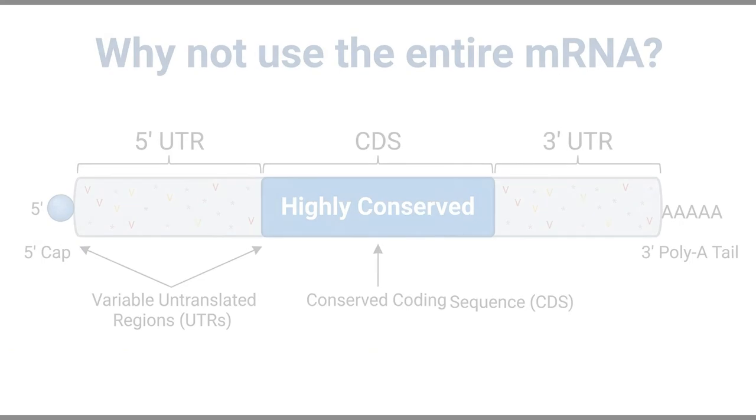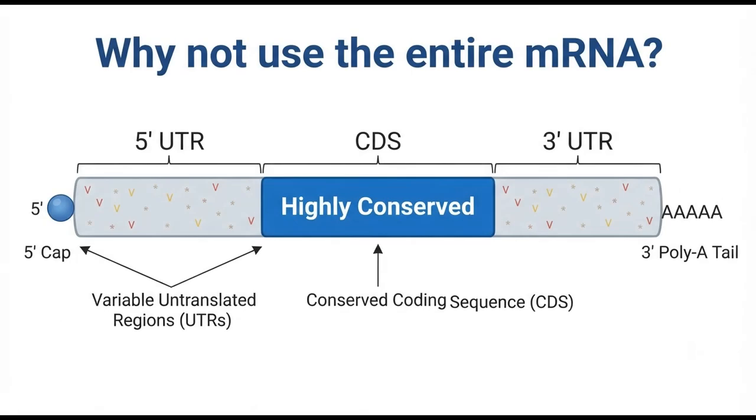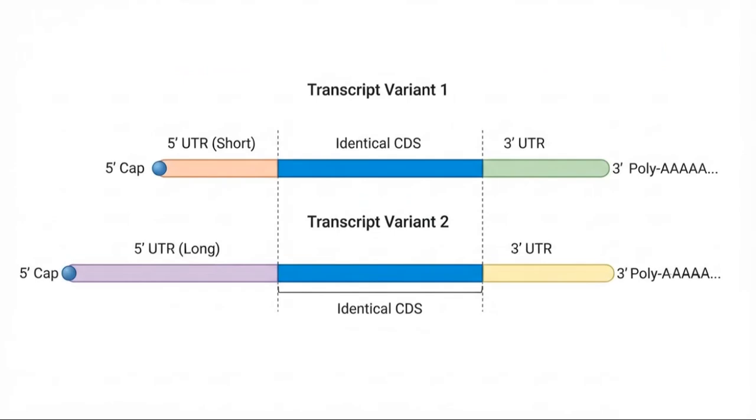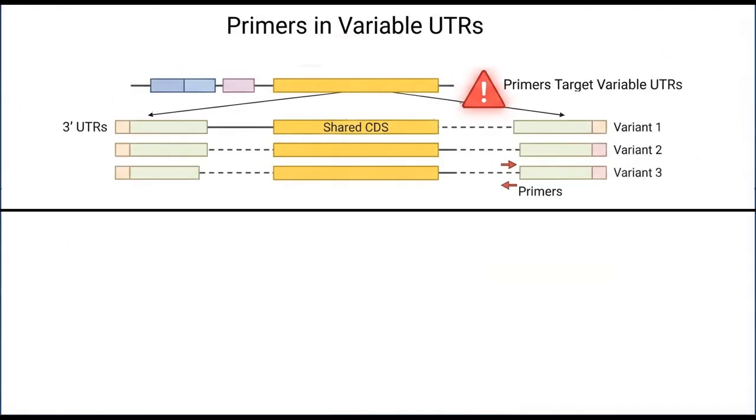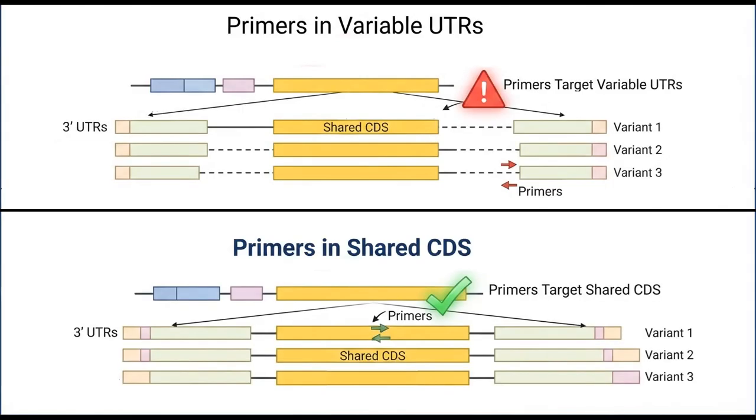A common question is, why not design primers using the entire mRNA? Because untranslated regions, the 5' and 3' UTRs, often differ between transcript variants. A primer designed inside a variable UTR might work perfectly for one transcript and completely fail to detect another. The coding sequence is usually much more conserved and therefore provides a much more reliable target.